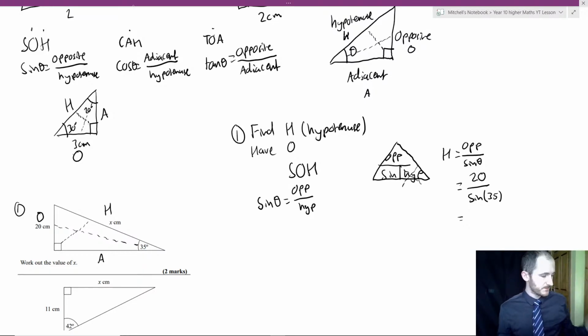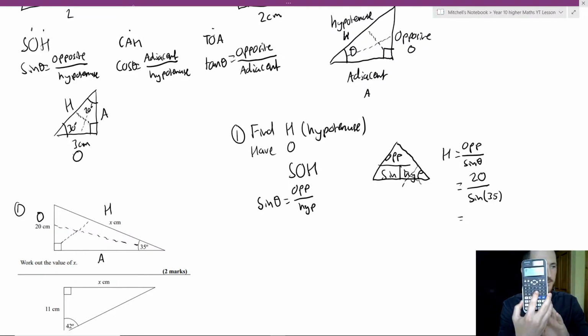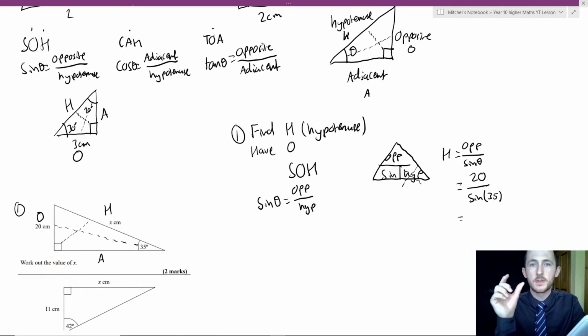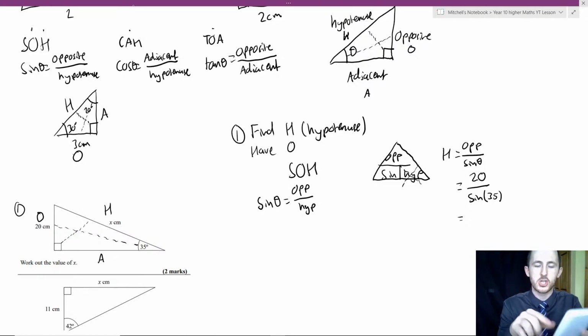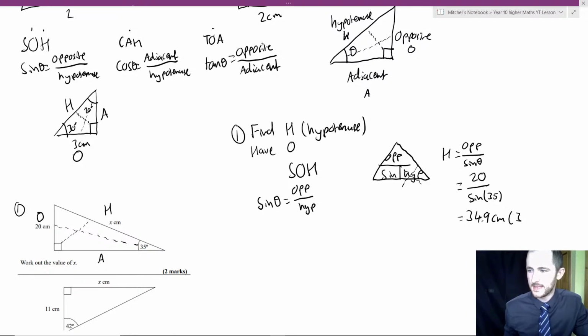On your calculator, press the fraction button first, 20 on top, then press the down arrow to go to the next line. Find the sin button, S-I-N, and press it. It opens a bracket for you. You type 35 and then just close the bracket. You need to make sure you close the bracket, otherwise bad things can happen. Press equals, and we get quite a long number, but it's 34.9 if I do it to 3 significant figures. So the full answer is 34.8689.